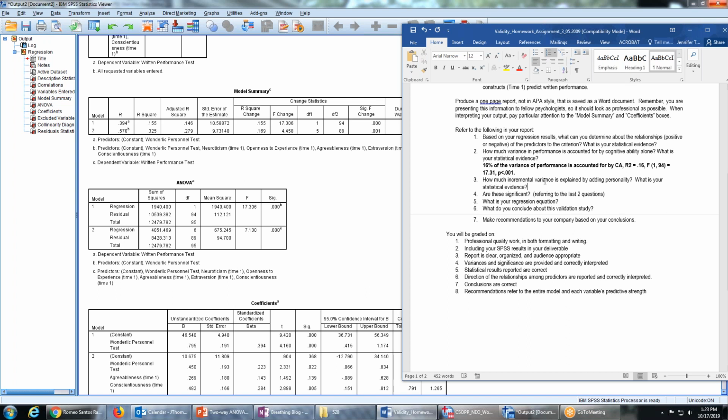Okay, then the third question is how much incremental variance is explained by adding personality? And incremental variance always means the change in R square. So if I want to know what cognitive ability and personality are together, it's 0.33. If I want to know what personality is alone, it's 0.17 right here. And so I'm going to read everything along this line to report.